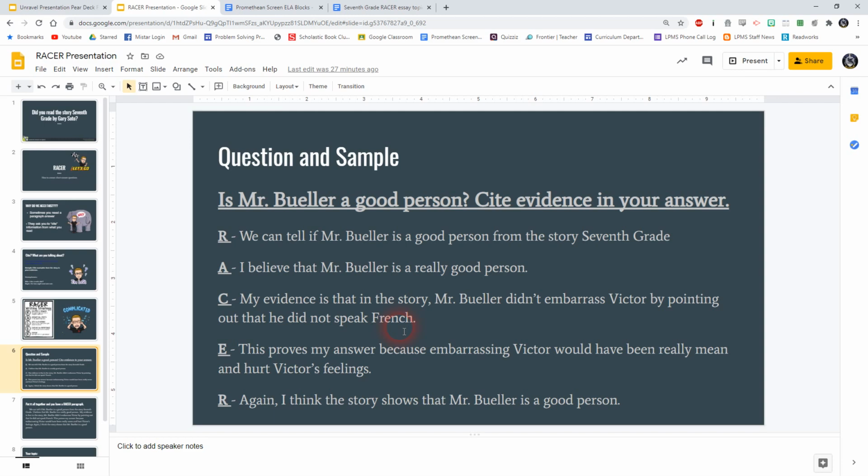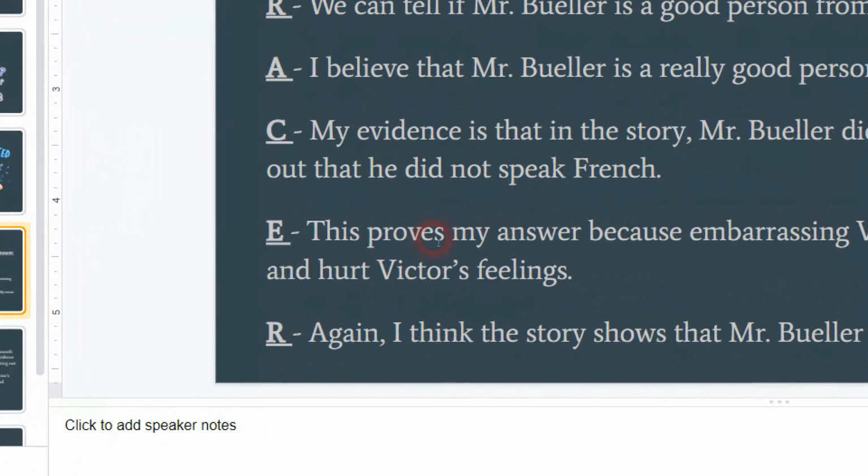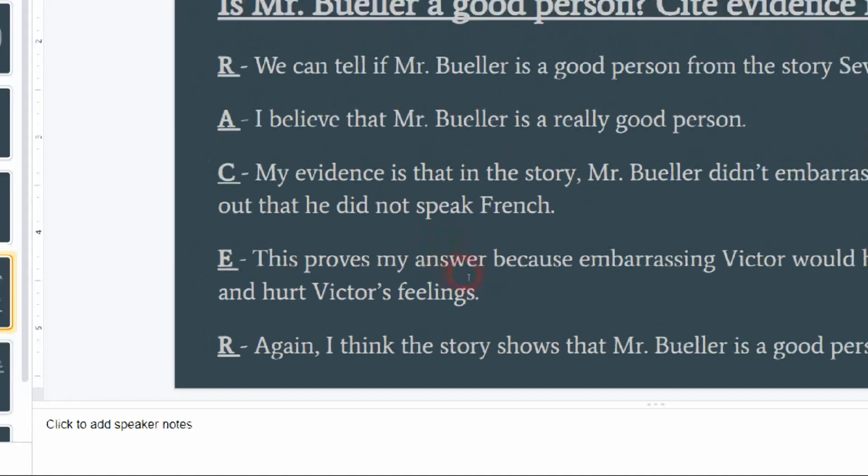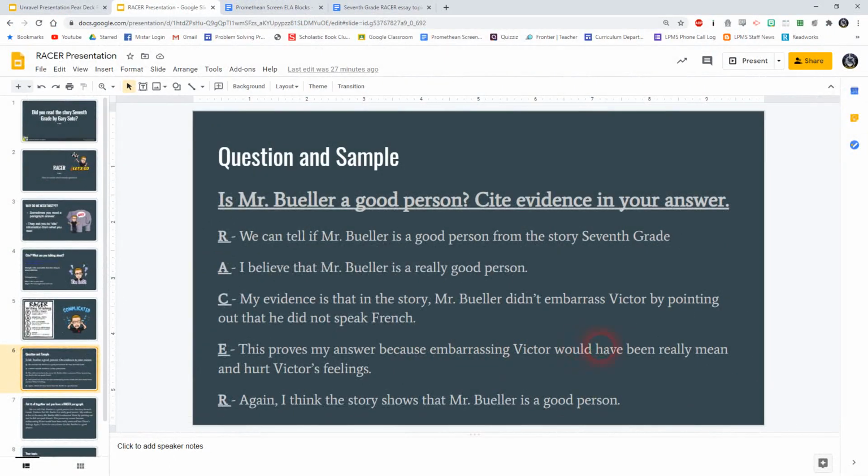Now look, down here I have to explain that, though. E, how do I explain that this evidence means Mr. Bueller is good? This proves my answer. I'm going to zoom. You may use the phrase, this proves my answer. Because embarrassing Victor would have been really mean, and it would have hurt Victor's feelings. Last one is the easiest one. Restate my answer. Again, I think the story shows Mr. Bueller is a good person.